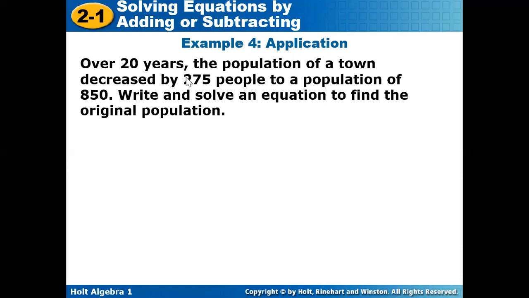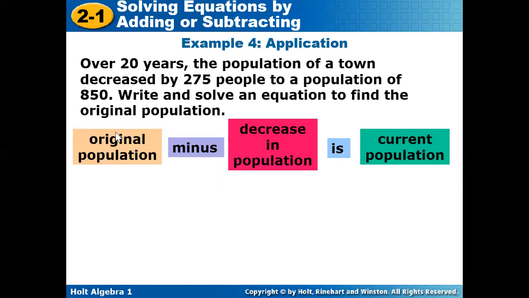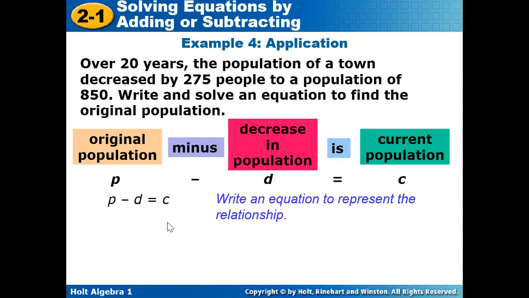So we're looking at decreasing, once again, negative 275. And after you decrease by 275, you get 850. So we need to find what the original was, right? So the original population, subtracting the decrease, gave us 850, which is our current population. So you got P as your original population. You're subtracting because it decreased. Your original population minus the decrease equals your current population.